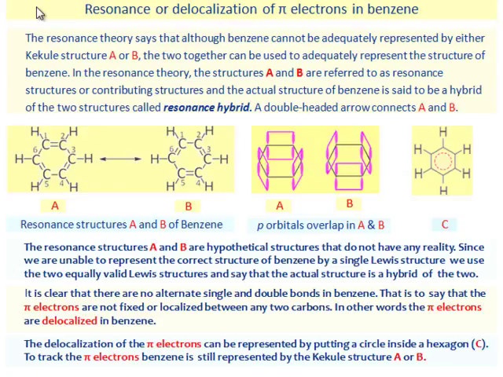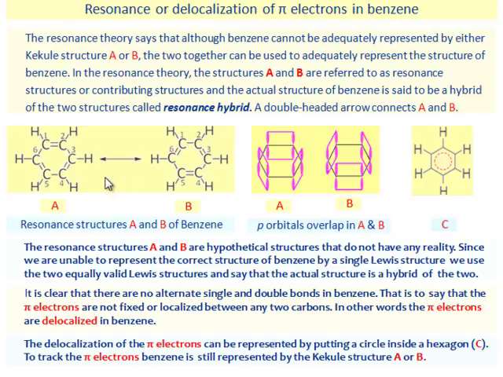Resonance or delocalization of pi electrons in benzene. The resonance theory says that although benzene cannot be adequately represented by either Hückel structure A or B, the two together can be used to adequately represent the structure of benzene. In the resonance theory, the structures A and B are referred to as resonance structures or contributing structures, and the actual structure of benzene is said to be a hybrid of the two structures called resonance hybrid.